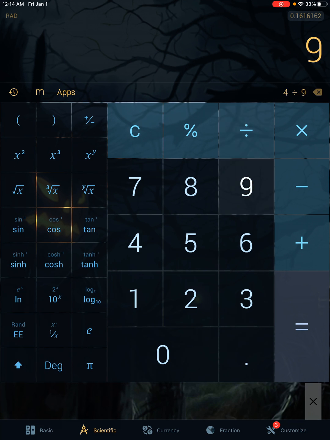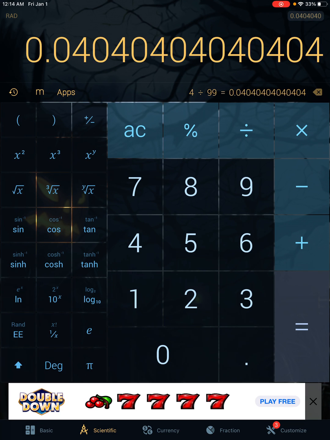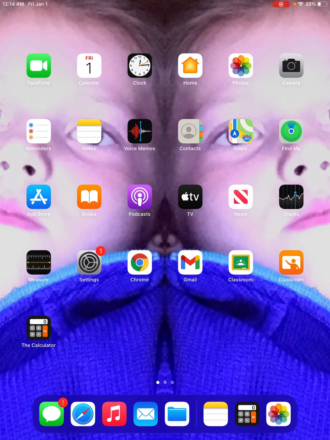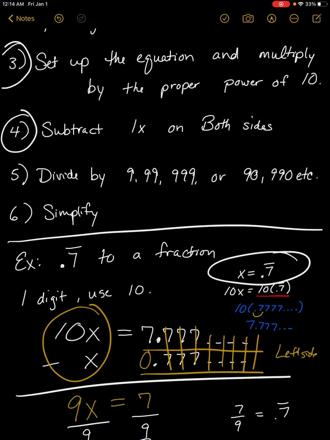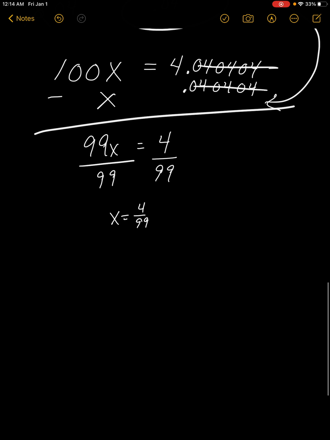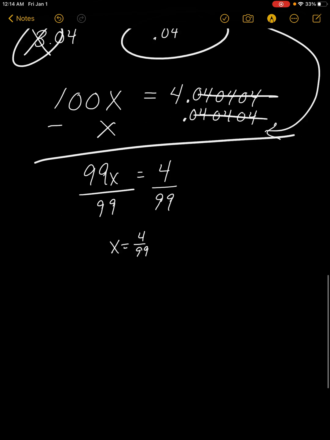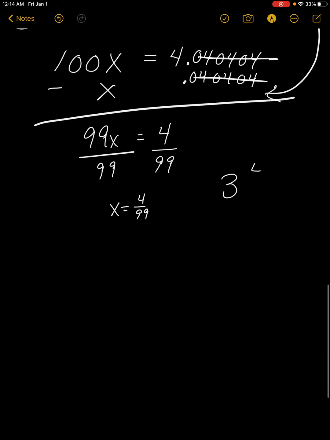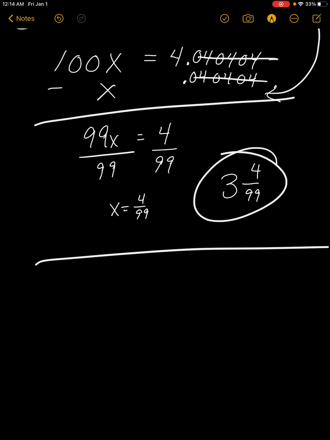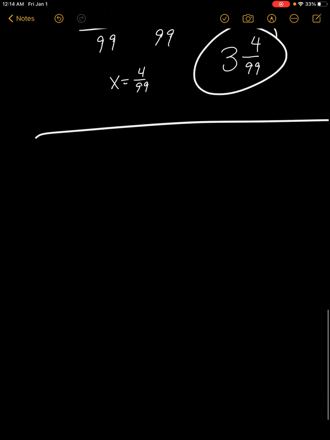You can check it. 4 divided by 99 is the 0.040404 part. Now remember, when you're doing this, you've got the 3 from the beginning. So final answer here is 3 4/99. Okay, those are about as difficult as they go for the most part. We're going to do some more just because I think they're good to see.